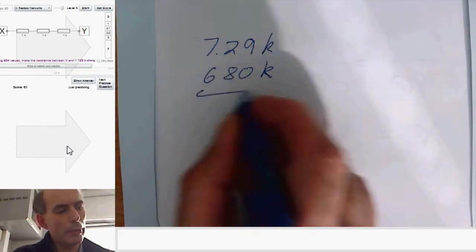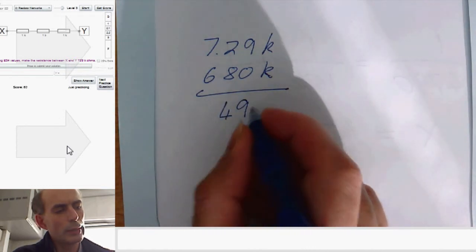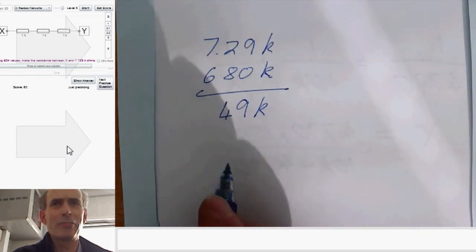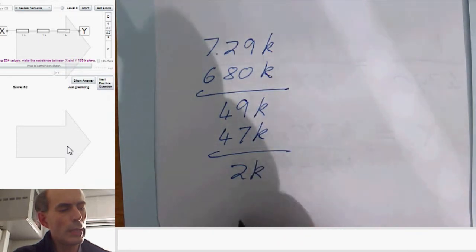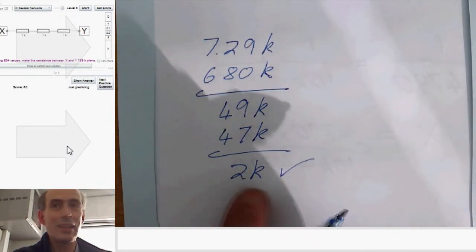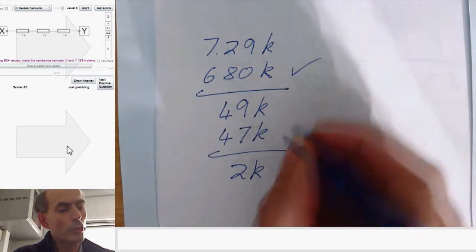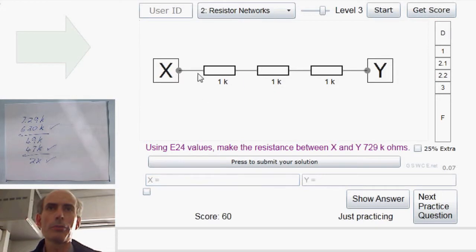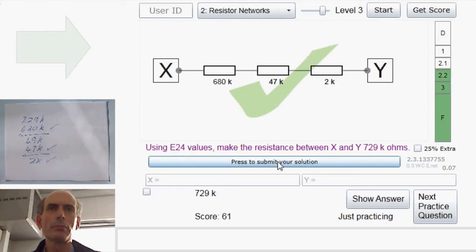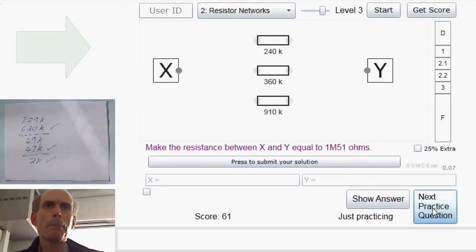So I would need another 49K. What's the biggest value below 49K? Answer 47K. That would leave me with 2K, but actually that's good because 2K is an E24 value. So a series combination of 680, 47 and 2 should do just fine. There are often multiple ways to solve these problems, but this is a way that I've found does help get to solutions in many cases. Again, press the button to submit. Yay. Oh, let's try another one.